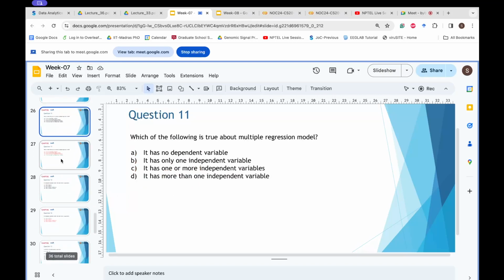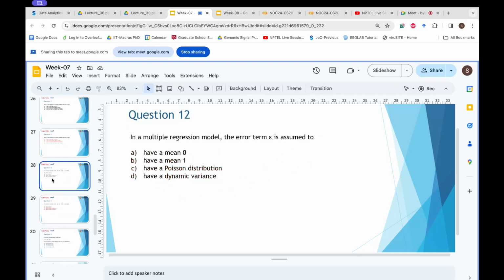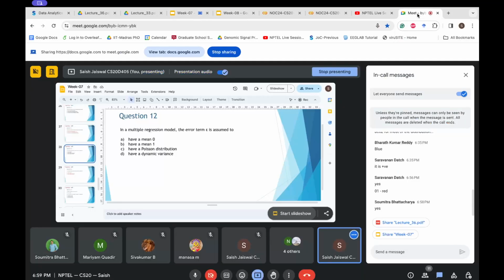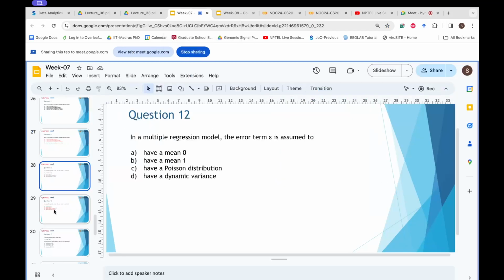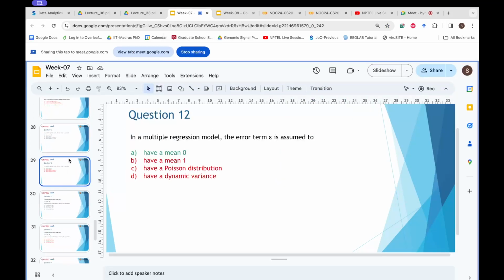And yeah, we saw this one. So multiple regression is the model which is having more than one independent variable. In multiple regression, the error term epsilon is assumed to have, does anyone know the answer to this? Okay, one person answered. Yeah, so the correct answer is mean 0.